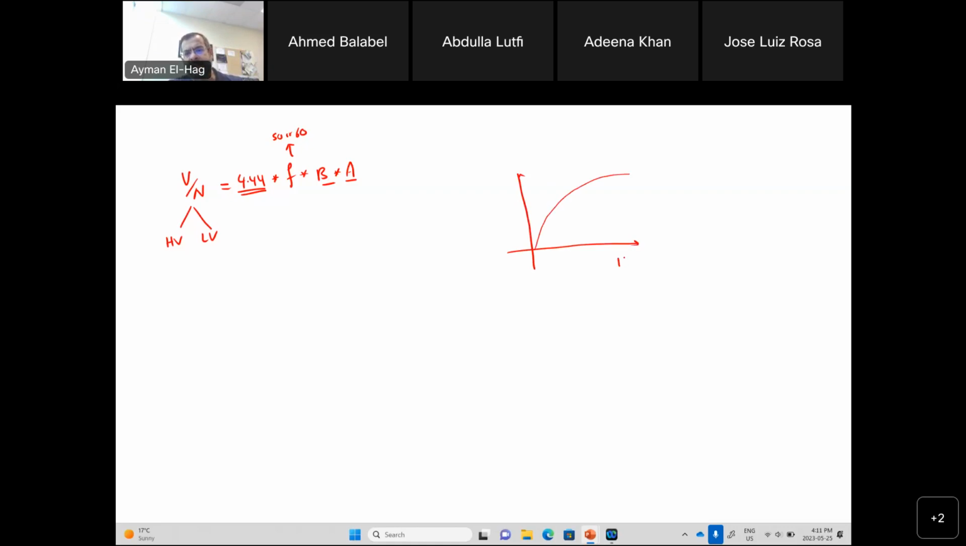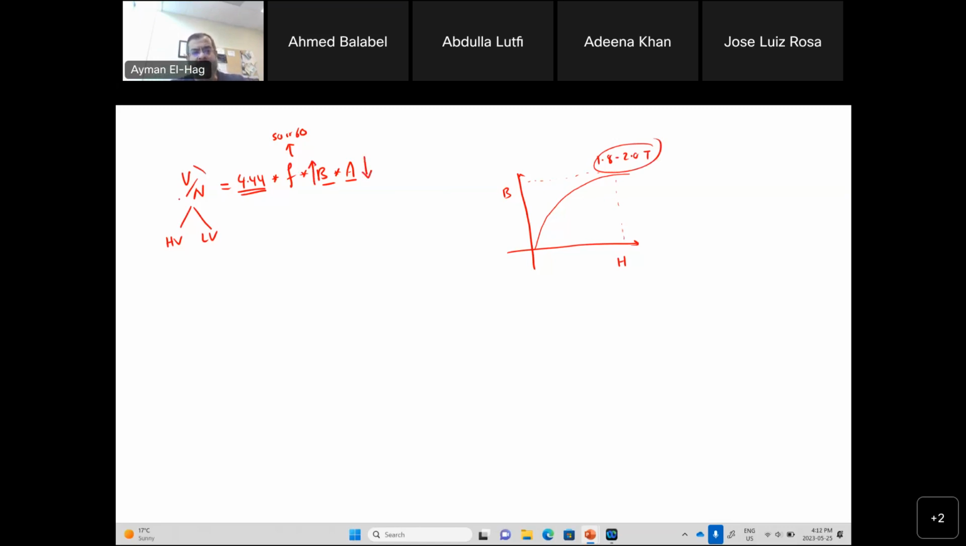This is the H, and this is the B, the flux density. So we try to design the transformer at saturation level, which is around 1.8 to 2.0 Tesla. We try to push the transformer to go to a bit of saturation. Why? Because I want to increase this as much as I can, because I want to reduce A.